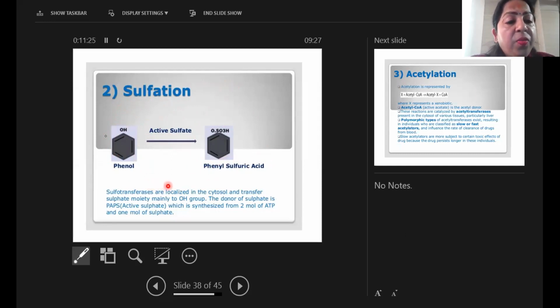So sulfotransferases are localized in the cytosol and transfer the sulfate moiety mainly to the hydroxy group. The donor of sulfate is PAPS, which is synthesized from 2 moles of ATP and 1 mole of sulfate. Is it clear to everyone?